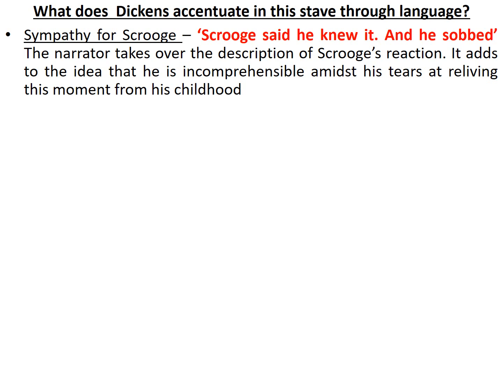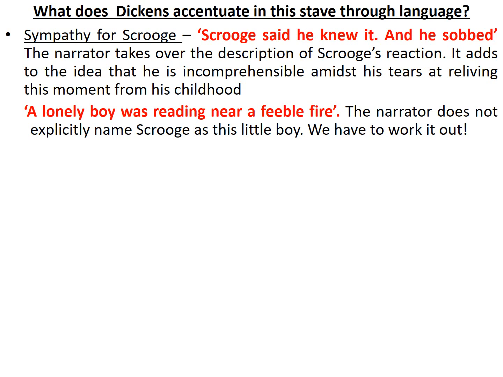It's quite powerful when a grown person sobs. The verb is wrenching for us as readers. It's an overwhelming reaction to having to relive rejection. But the narrator takes over again in the opening description of a lonely boy who was reading near a feeble fire. The adjectives lonely and feeble accentuate this idea that the little boy is vulnerable and needs our sympathy because they're alone in the cold. And specifically, we are never told that it's Scrooge. And that definitely helps us feel more sympathetic when we realise that this young boy on his own is Scrooge. We have to work that out. And it's sad.